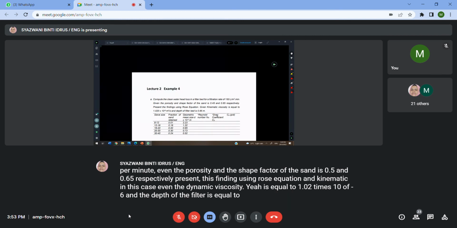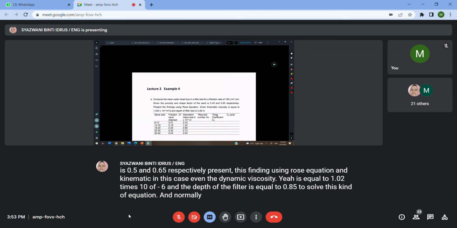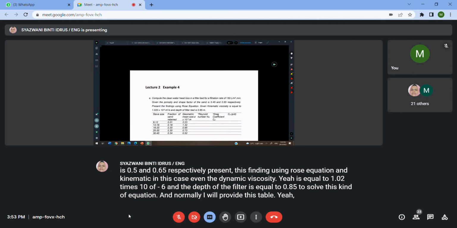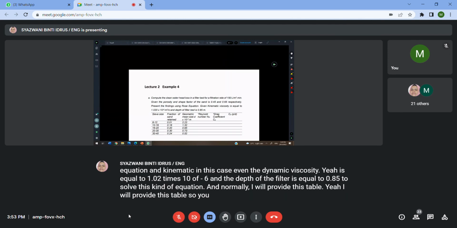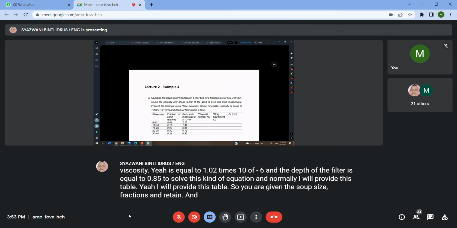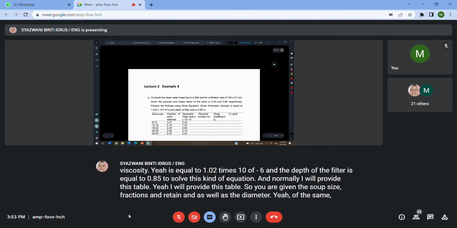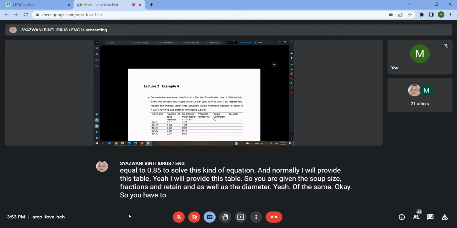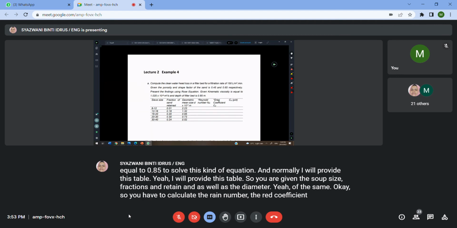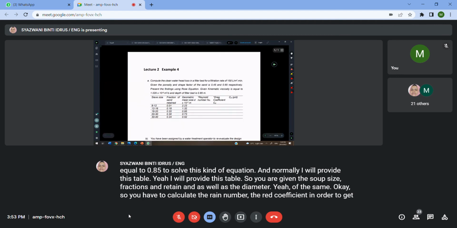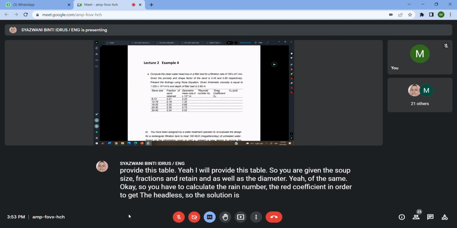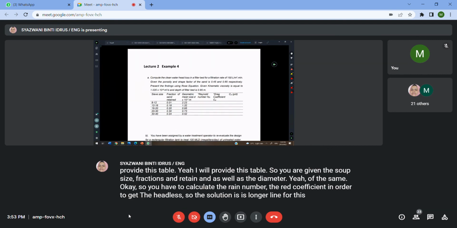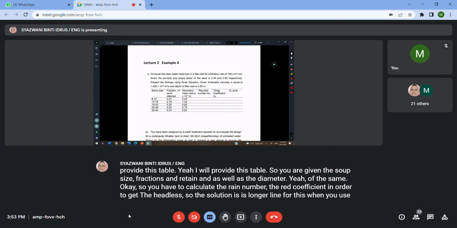To solve this kind of question, normally I will provide this table. You are given the sieve size, the fraction of sand retained, as well as the diameter of the sand. So you have to calculate the Reynolds number and the drag coefficient in order to get the head loss. So the solution is longer when you use the Rose equation.